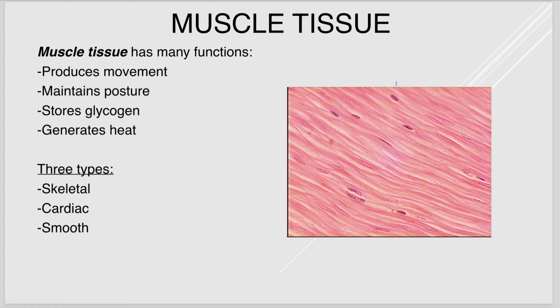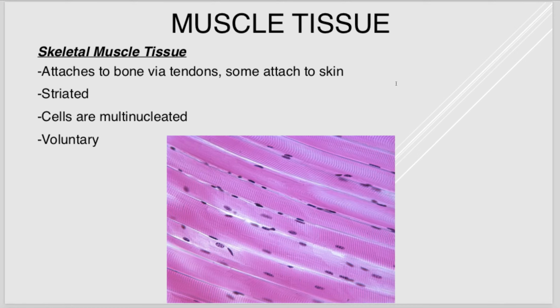Muscle tissue, primarily it's going to produce movement, but also, of course, maintains our posture. Stores glycogen. Glycogen is the storage form of glucose, and it also generates heat. And there are three main types. There's skeletal, cardiac, and smooth. So let's talk about each of those.